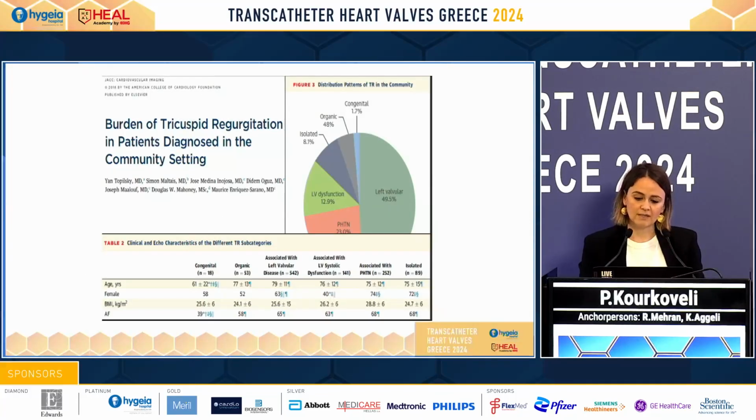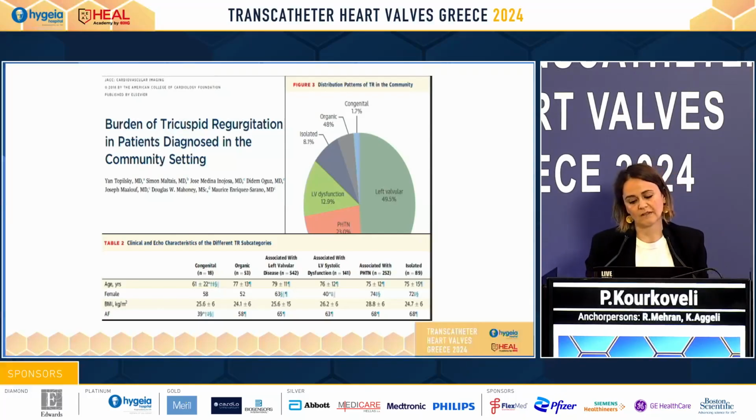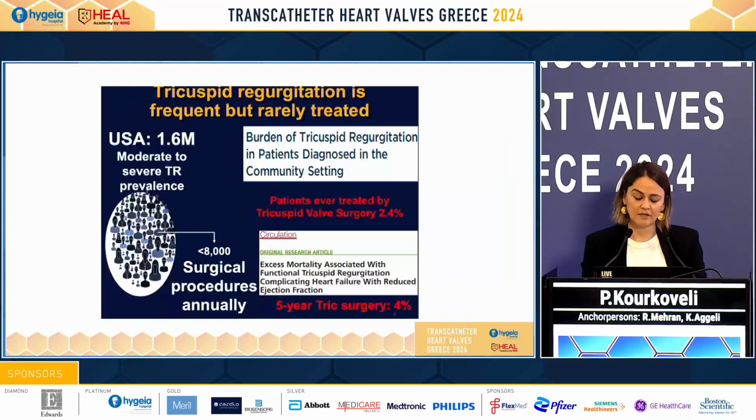Another report showed the distribution of TR in the community, with 50% of TR being due to left valvular disease and a quarter of that due to pulmonary hypertension. 1.6 million US citizens are believed to have moderate or severe TR, and the one-year mortality is over 10% in these patients, and more than 160,000 new cases per year are recognized.